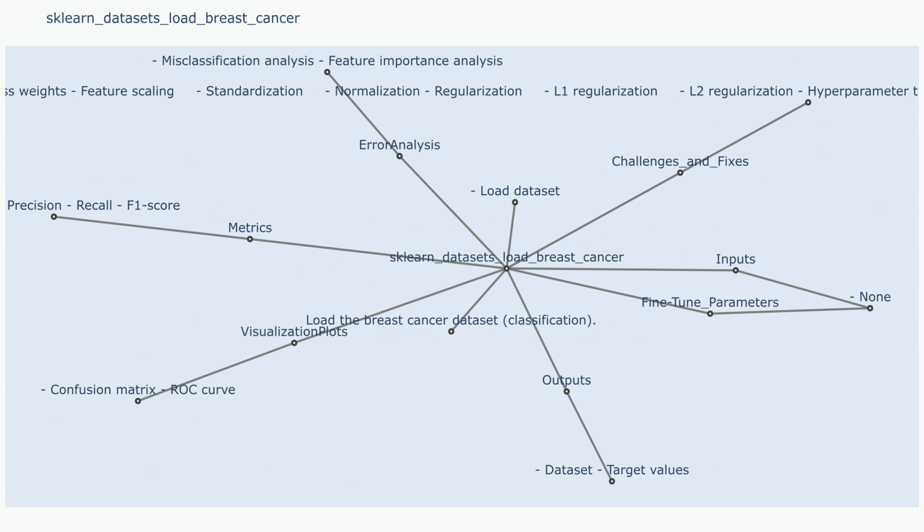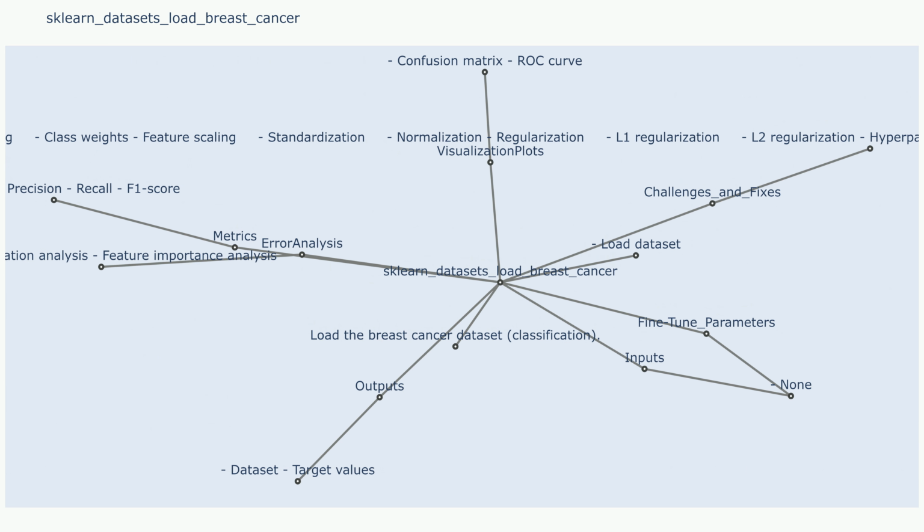Fixes to challenge 4: cross-validation, splitting the data into training and validation sets to evaluate the model's performance on unseen data. Early stopping, stopping the training process when the model's performance on the validation set starts to degrade. Regularization, adding penalties to the model's parameters to prevent overfitting.